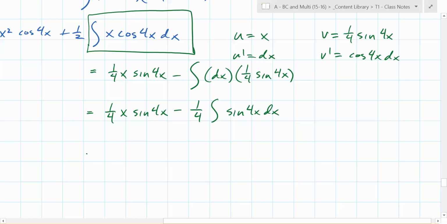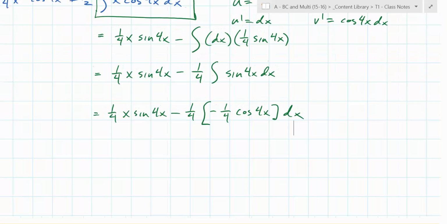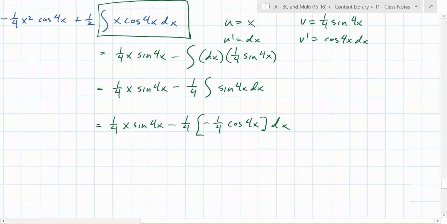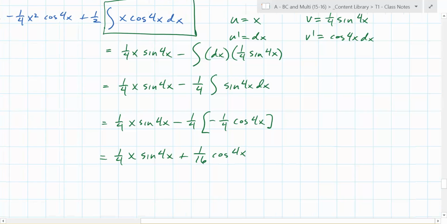Absolutely. So we end up with 1/4 x sine 4x minus 1/4 times what? It's the integral of sine 4x. You've already done this a bunch of times. Negative, right? Cosine of 4x, and there's no dx, thank you, because we've now done the integration. Very nice. So we end up with 1/4 x sine of 4x plus 1/16 of cosine 4x.